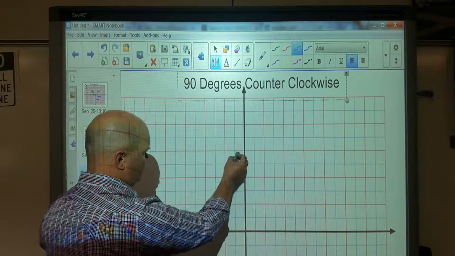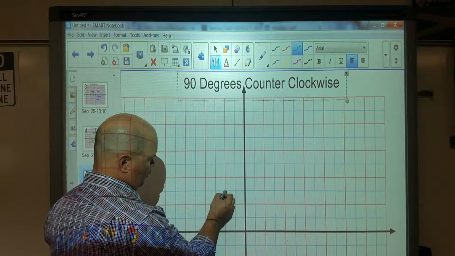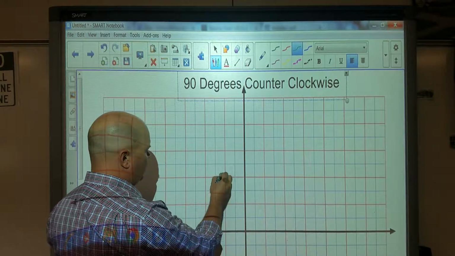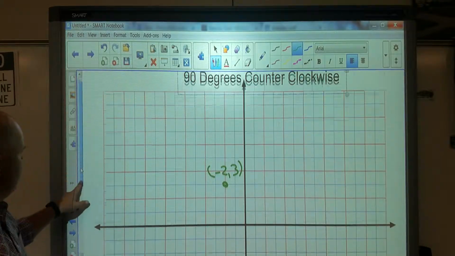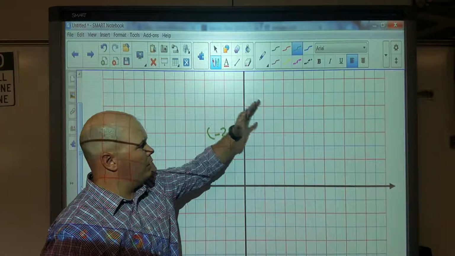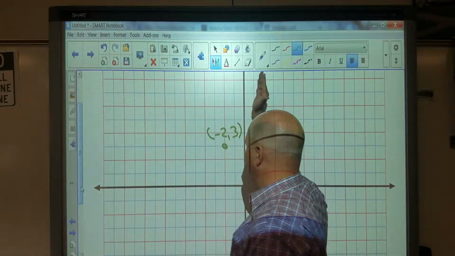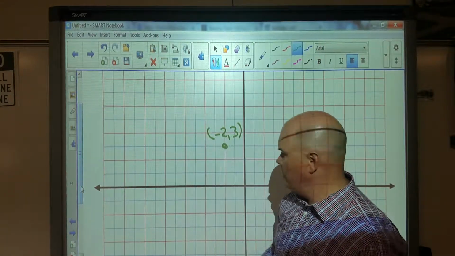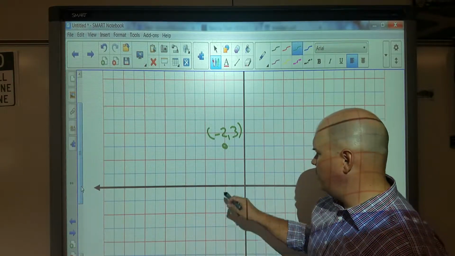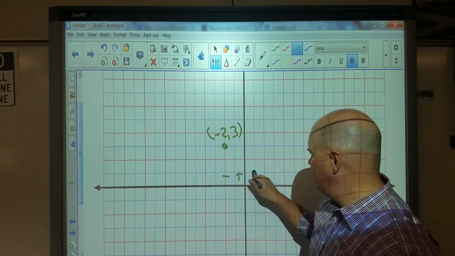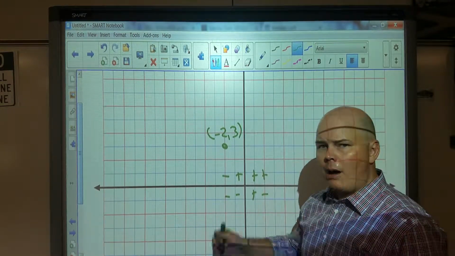So here, we'll go negative 2, 3. Okay? Now when I'm going clockwise, I'm going in this direction like a clock goes. But if it's counterclockwise, I'm going in this direction. Doesn't really change anything in terms of my thinking. All I'm going to do is put in my quadrants. Plus, plus, plus, minus, minus, minus.